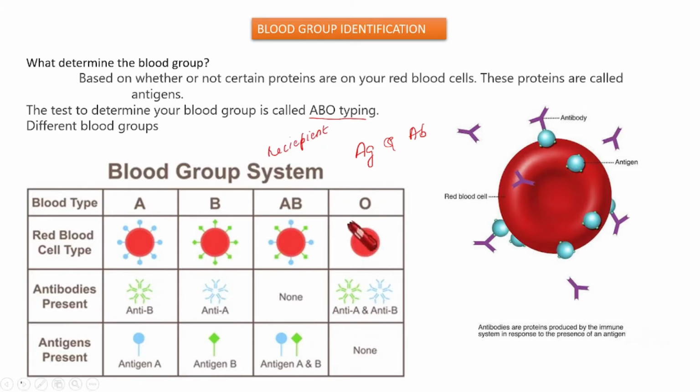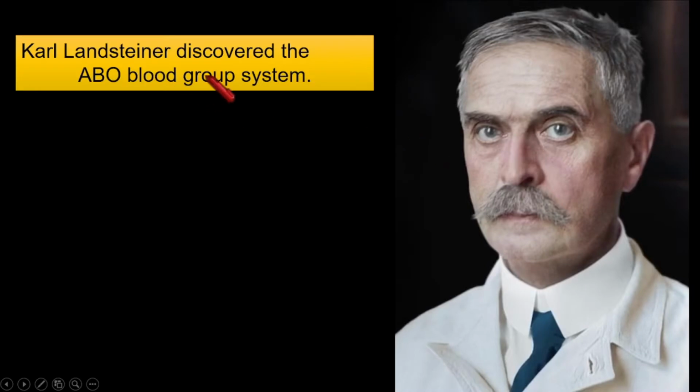Then coming to the O blood group, we have seen that there are no antigens. And as there are no antigens, it is possible to have both types of antibodies. Okay. So that's about the different blood groups and their antigens and antibodies. Then who discovered this ABO blood group system? It was discovered by Karl Landsteiner.